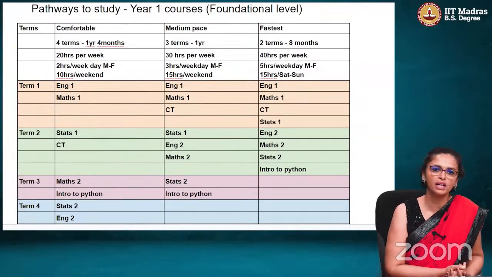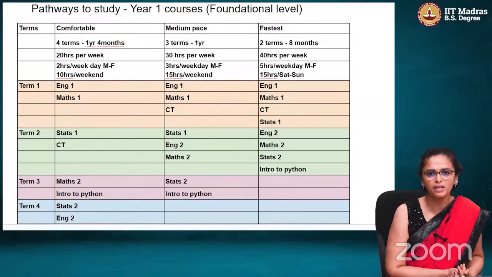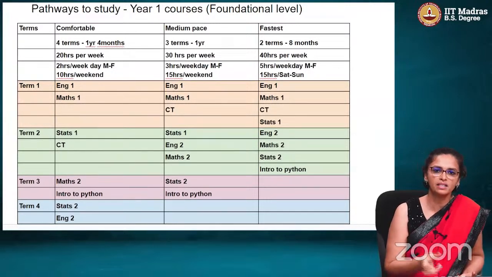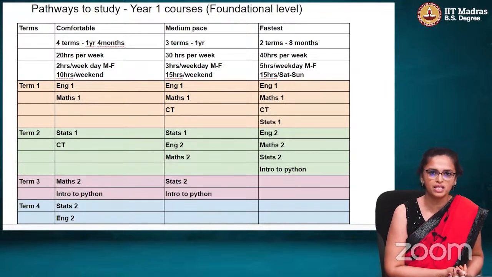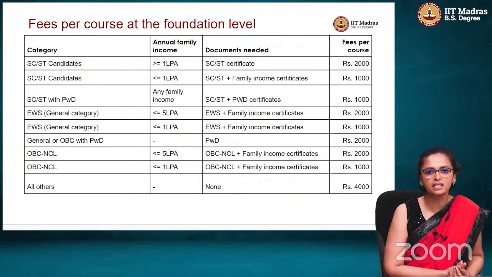These are typically the full-time students or those who have a very strong background in maths and coding. Otherwise, the normal that we are seeing is 3 to 4 terms that students are completing the foundation level in. The fees per course at the foundation level, you can see here, I think all of you will be aware of this. Even on the website we have given this.